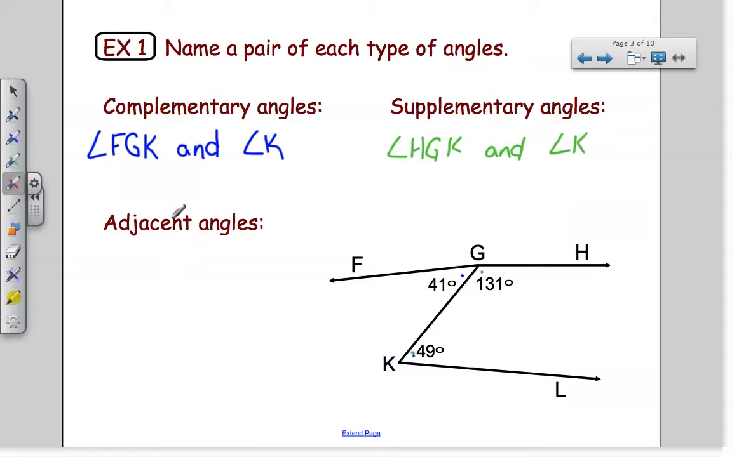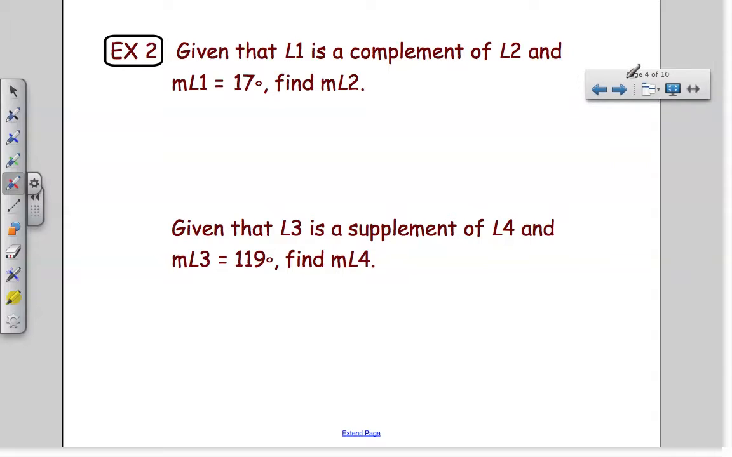And finally, name a pair of adjacent angles. The word adjacent means next to, meaning I need two angles that share the same vertex and share a ray. These two angles here would be adjacent angles because they share vertex G and they share this ray GK. So to name those, I need three letters. How about angle FGK? That would be the 41 degrees here. And to name this angle, how about HGK? Angle HGK. Next example, we have that word complement and supplement.